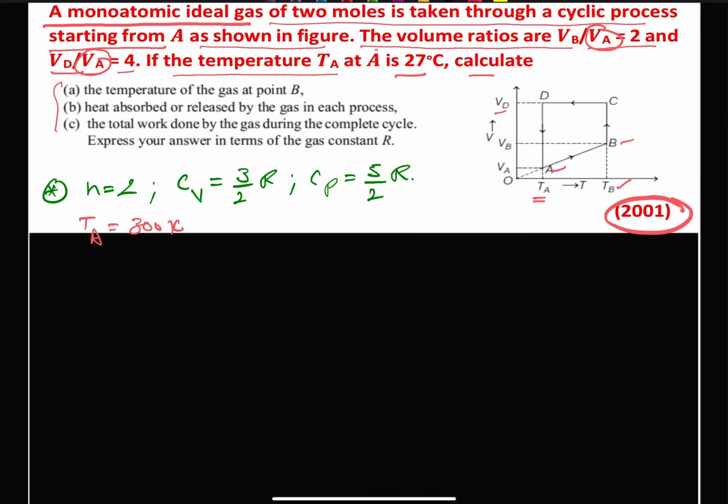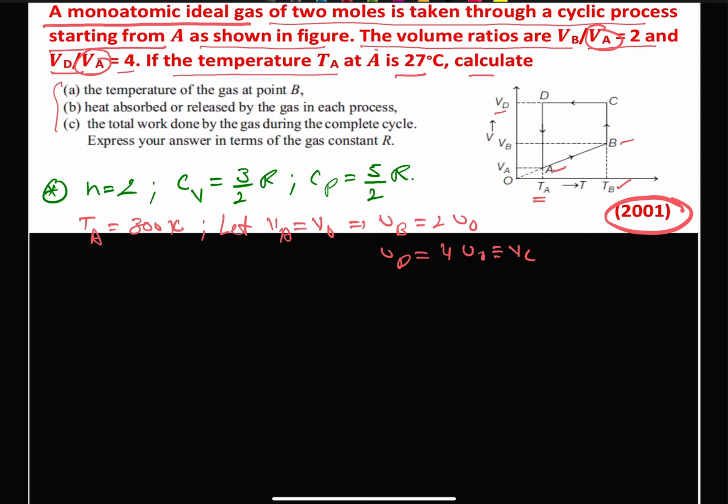So let our VA be equal to V naught. Therefore, we can say that our VB will be equal to twice V naught, and our VD is 4 times V naught. And our VD and VC are the same, so this will also be equal to VC.